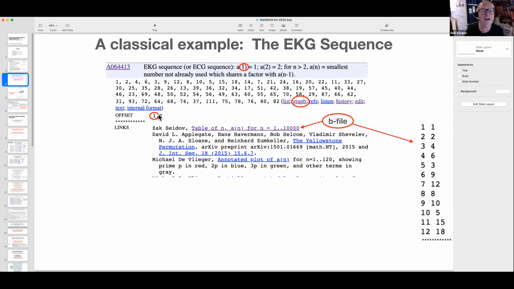The second offset is something you don't need to bother with right now, but it has to do with the lexicographic ordering of all the sequences in the database. And very often, the sequence itself, the data section, will give you about 4 or 5 lines of terms. In the old days, the limitation was 3 punched cards. But now we've gone beyond punch cards, and you can put more terms into the data section.